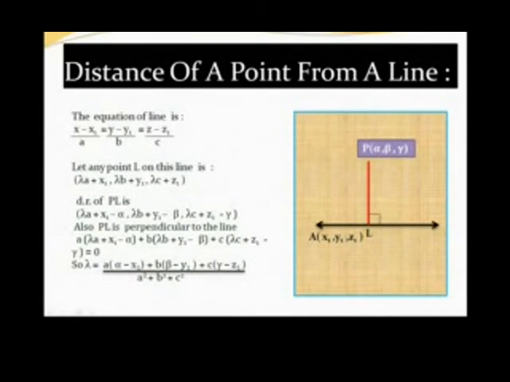Thus to calculate the distance of any point from a line, consider any point L on this line. Now find out the direction ratios of this segment, and using the expression a1 a2 plus b1 b2 plus c1 c2 equal to 0 for two perpendicular lines we get the value of lambda. Once we have known the value of lambda, we calculate the value of the coordinate.